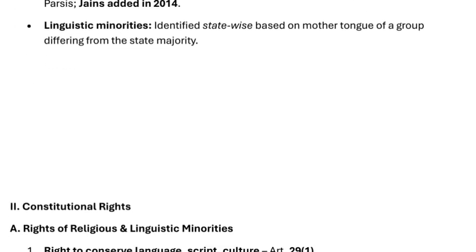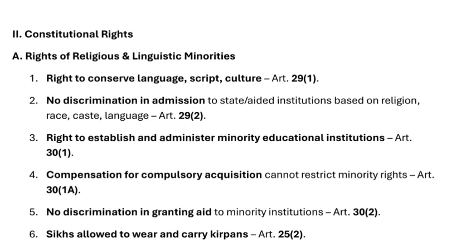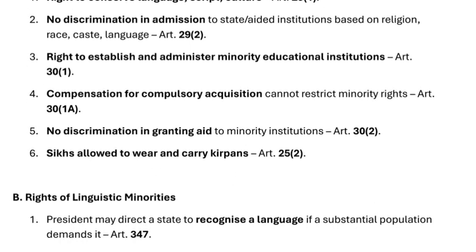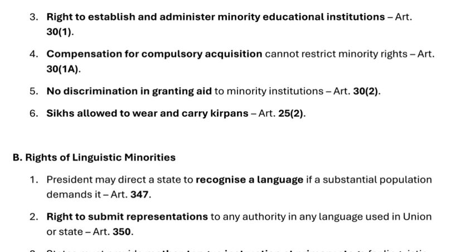2. Constitutional rights. A. Rights of religious and linguistic minorities. 1. Right to conserve language, script, culture, Article 29(1). 2. No discrimination in admission to state or state-aided institutions based on religion, race, caste, language, Article 29(2). 3. Right to establish and administer minority educational institutions, Article 30(1).